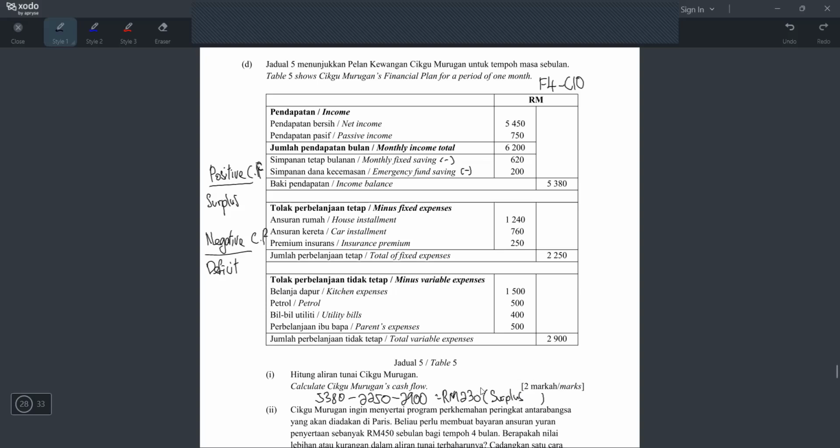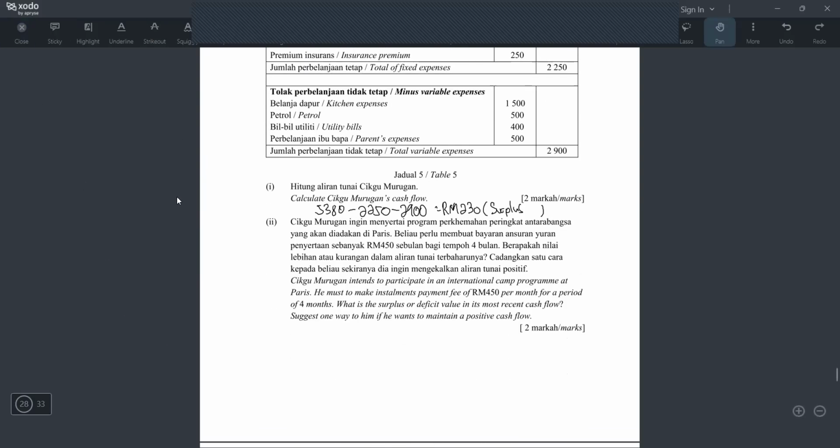You ada lebih cash flow, which means after you spend all your money on the expenses, you still have a balance. You still have money. Okay, you still have some extra money, which is good. But if you get negative, means you don't have enough income to cover the expenses. That's what it means. So remember these two words, surplus and deficit. It's very important. Okay, let's continue with number 2.